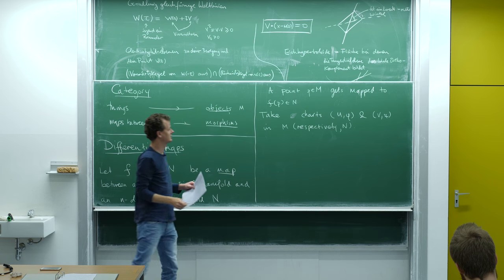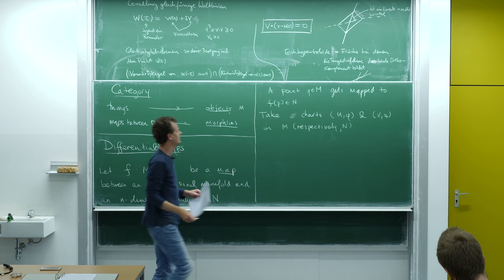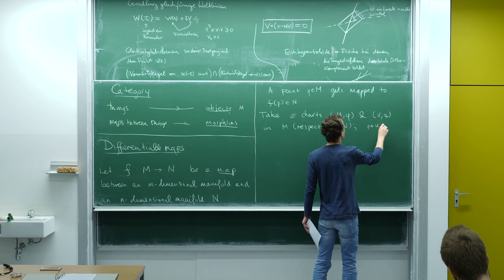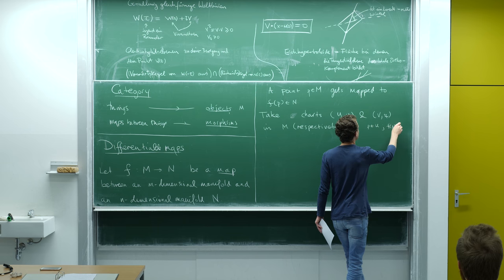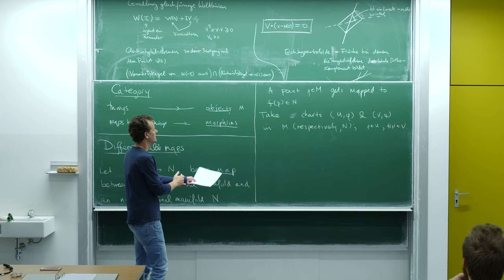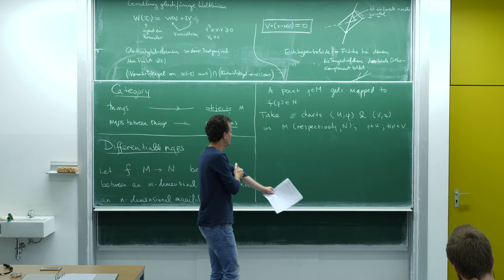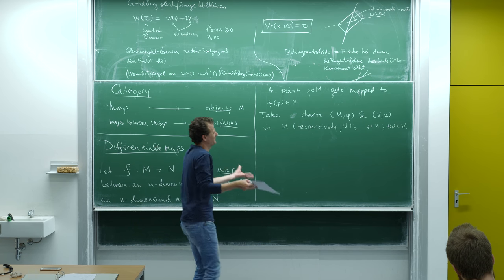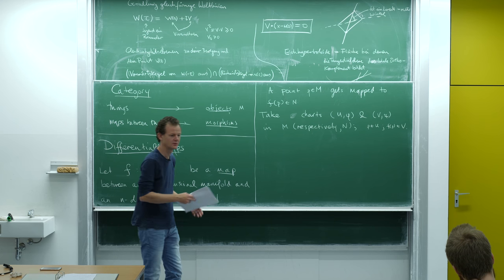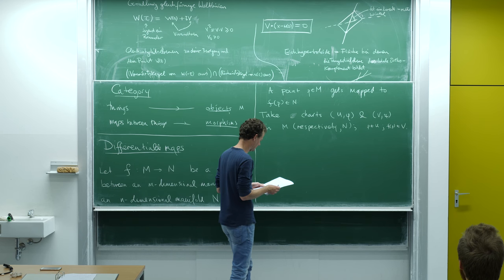So we've got to take some charts now around our points. P is an element of U, and F of P is an element of V. So we take the correct charts. And in order to start talking about derivatives, we need to get it to a state where we can compare things at nearby points. We can only do that in Euclidean space so far.